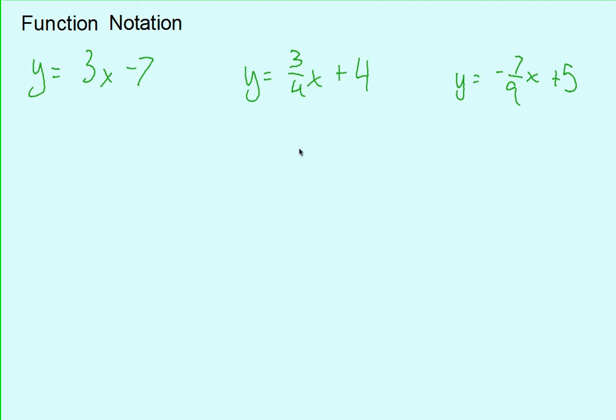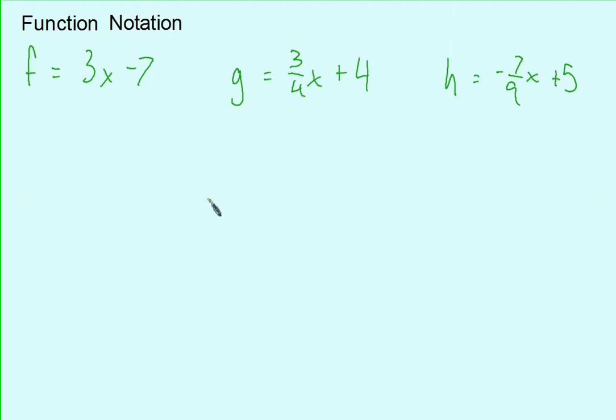How we are going to deal with that is to give them each different names, just like we would with people. We're going to give them all different names. So we'll go ahead and get rid of these y's because it's just too generic. Okay, so we'll just give them different names. We're going to call this one f, and this one g, and this one h. That's the main thing about function notation, or one of the main things. It's just a way to give them names. No big deal, okay?